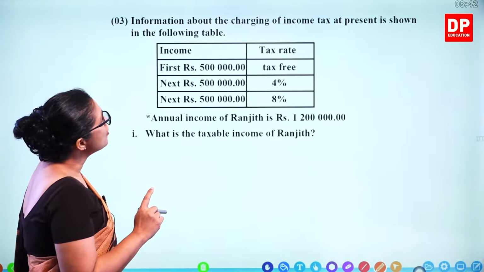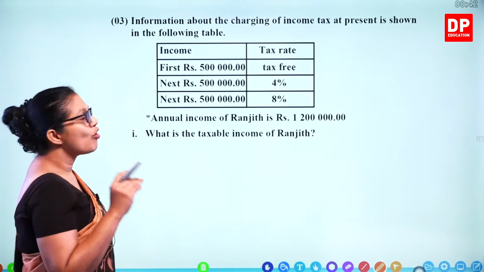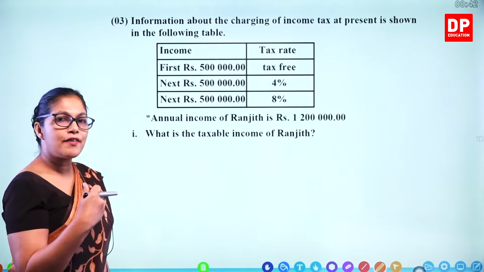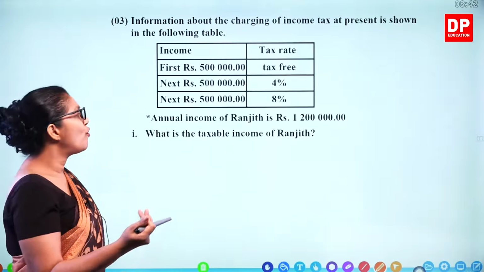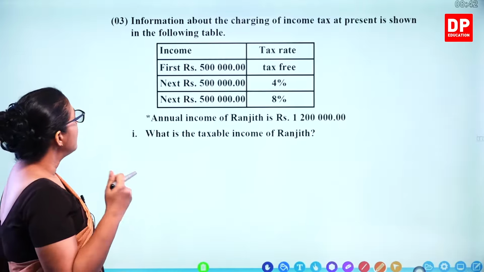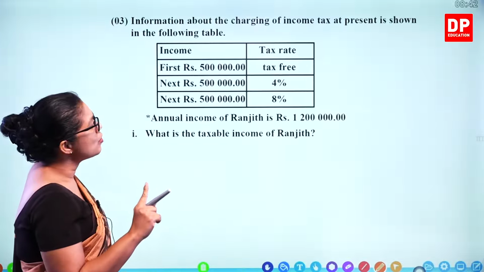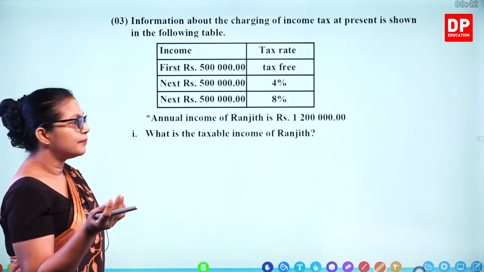Information about the charging of income tax at present is shown in the following table. So normally first 500,000 tax is free, the next 500,000 4%, next one 8%. So multiples of 4 normally. Now the annual income of Ranjit is 1,200,000 rupees. What is the taxable income of Ranjit?